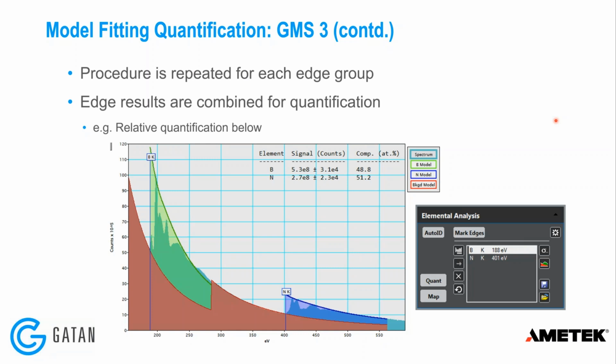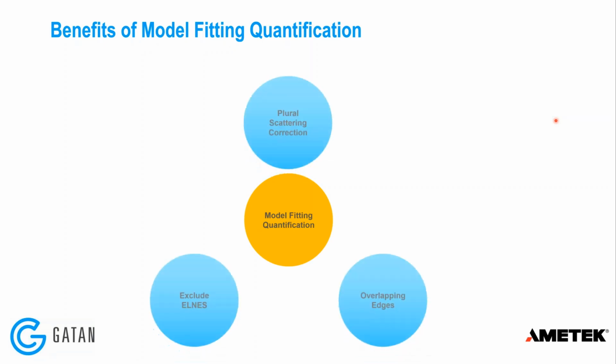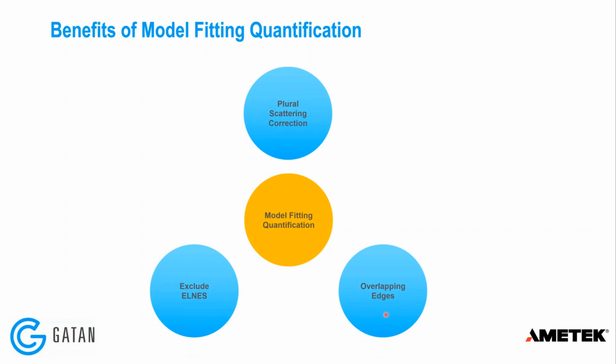So here we have a relative quantification example for boron nitride. So as we'd expect, we have a one-to-one approximate ratio between the boron and the nitrogen in boron nitride. So what are the benefits of model fitting quantification? So the fact that we are doing model fitting in itself is the primary benefit. And then most of the other benefits stem from the fact that we're fitting models. So we can account for overlapping edges. We're able to do plural scattering correction, and we're able to exclude the ELNES.